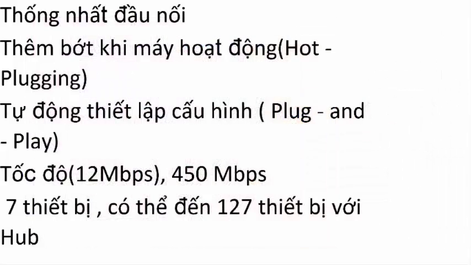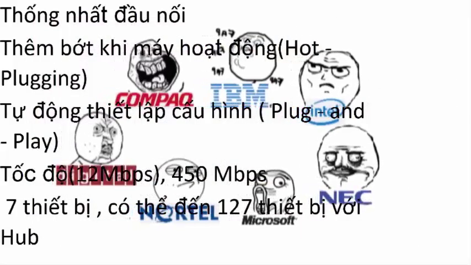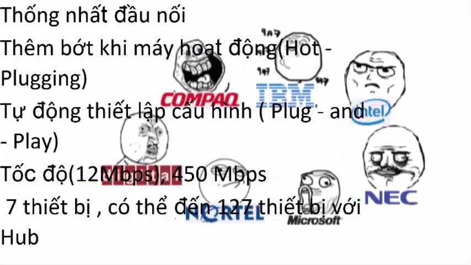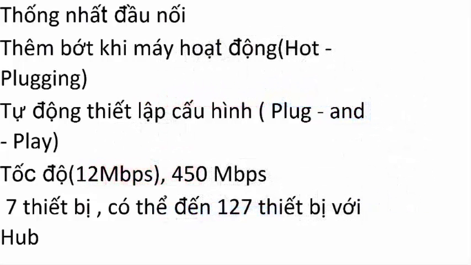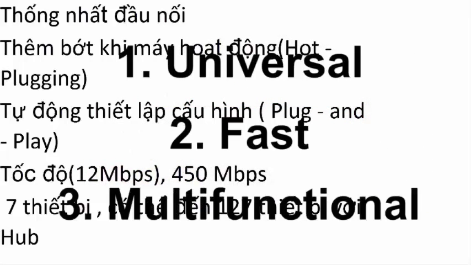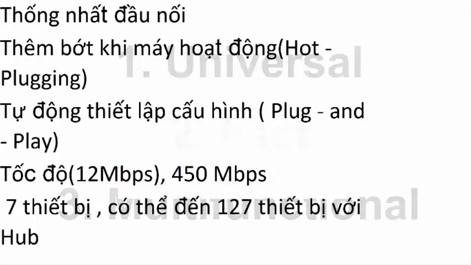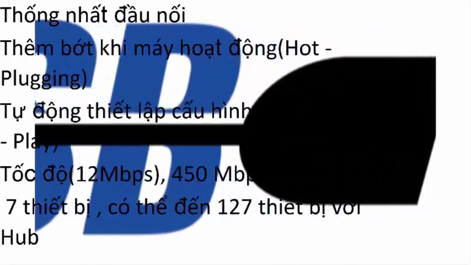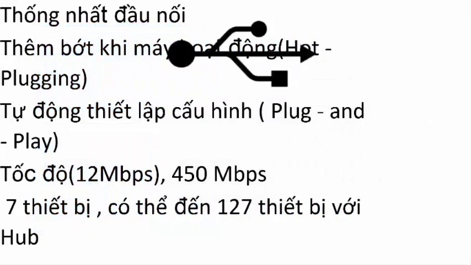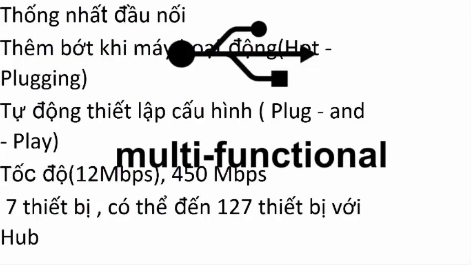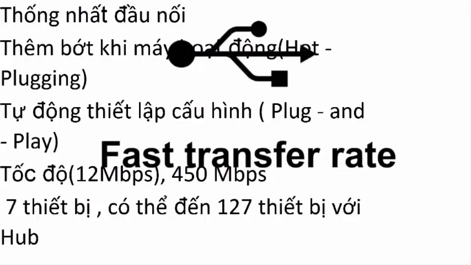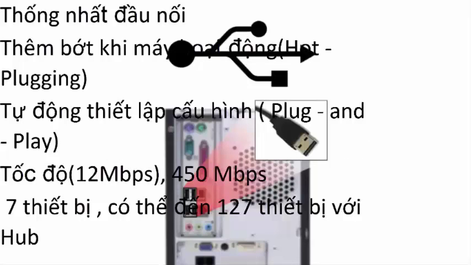So, the 7 big computer and technology companies at the time, Compaq, DEC, IBM, Intel, Microsoft, NEC, and Nortel, came together to create a connection interface that was universal, fast, and could be used for a multitude of purposes. Within a year of development, the Universal Serial Bus version 1.0 was released. This newborn design had many good things standing for it. It could be used for multiple functions, it had plug-and-play and hot swapping capability, and it also had fast data transfer rates. Lastly, it was available on most new computers.